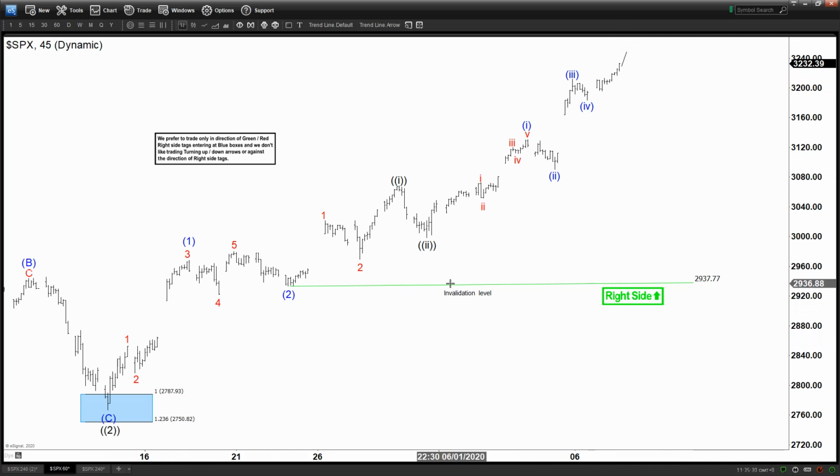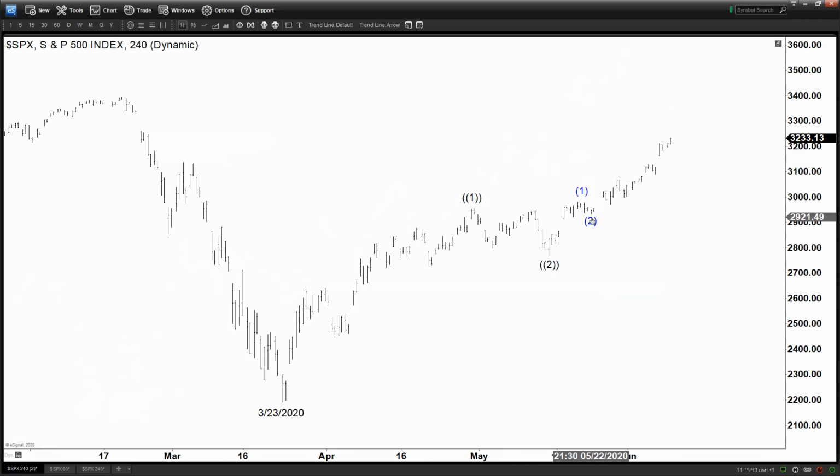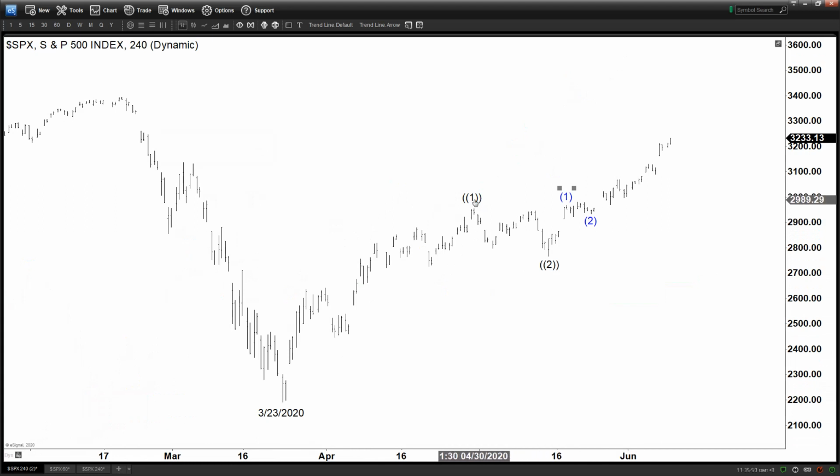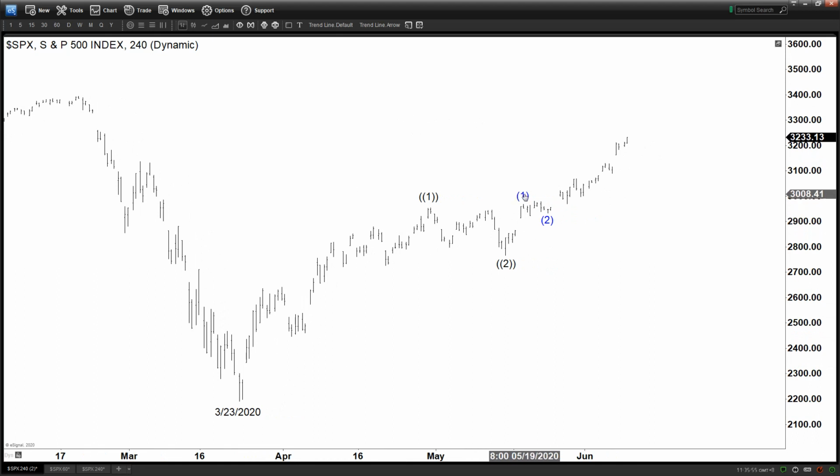Now zooming out a little bit to the 4-hour chart to give you context of this move. I'm going to put this 2 in black, 1 and 2 in blue on the 4-hour chart. So here's where we are now. We have 2 in black here, and then 1 and 2 in blue over here, and so this has to be our 1 in black. What we see here looks to be a 5-wave subdivision in the S&P from the March low, the COVID-19 low.